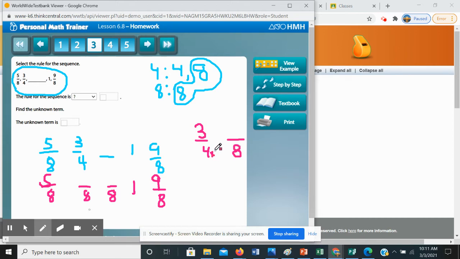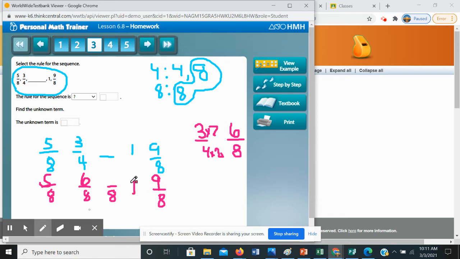4 times 2 brings me to 8, so I do the same thing on top. 3 times 2 brings me to 6. So this fraction is now 6/8. So if you can look right now, I can see 5/8, 6/8, something eighths, 1, 9/8.